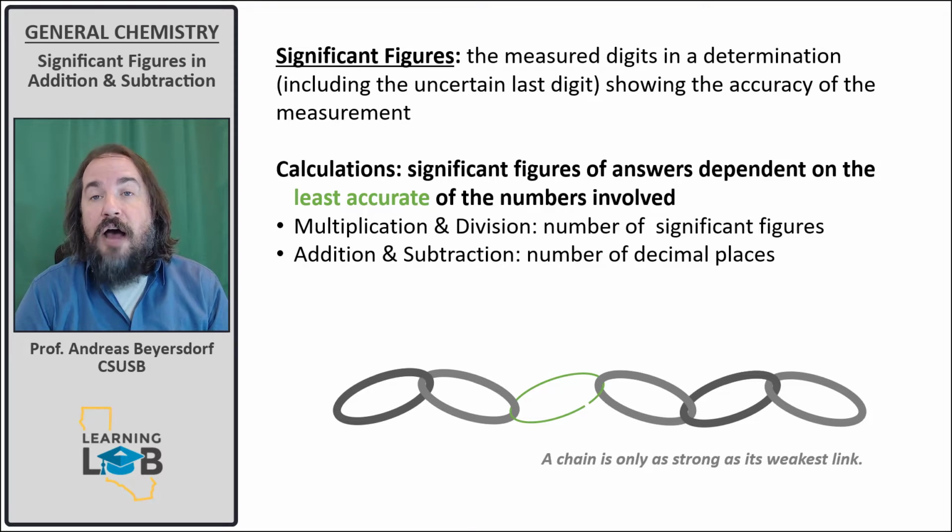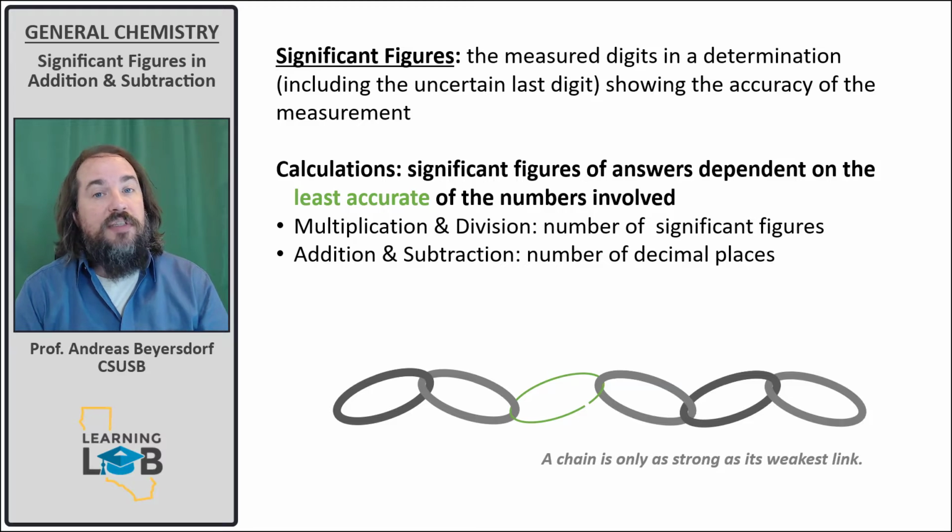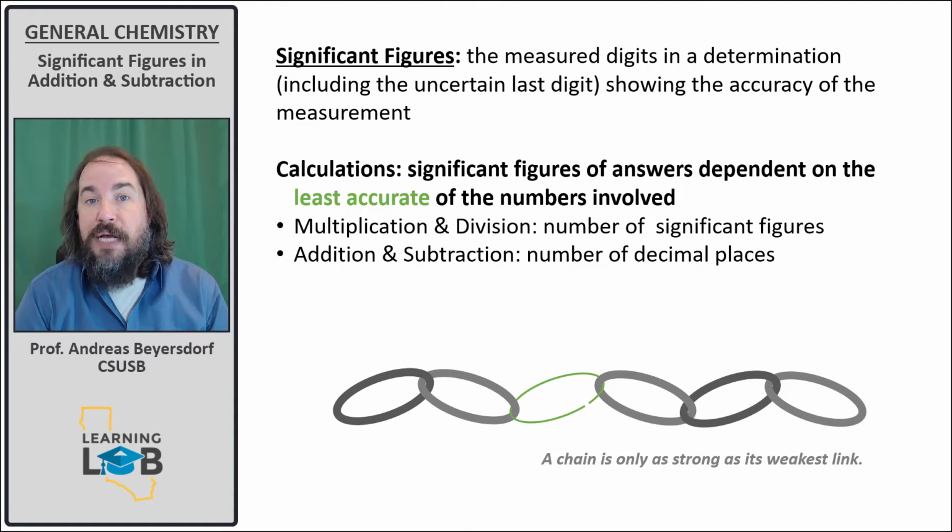Significant figures allow us to show the accuracy of a measurement. Many times in science, we'll take multiple measurements and do a calculation based on these. Well, in the same way that they say a chain is only as strong as its weakest link, the product of a calculation is only as accurate as the least accurate of the measurements involved. How we look at this accuracy depends on whether we're talking about multiplication or division, or addition and subtraction.